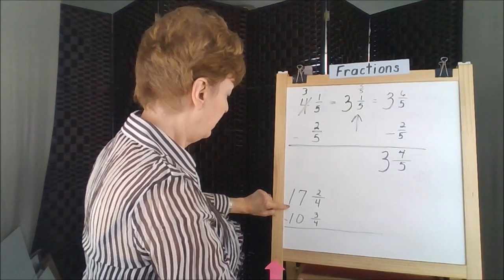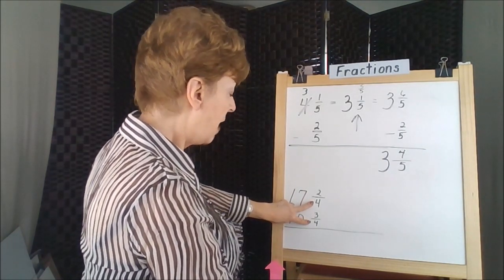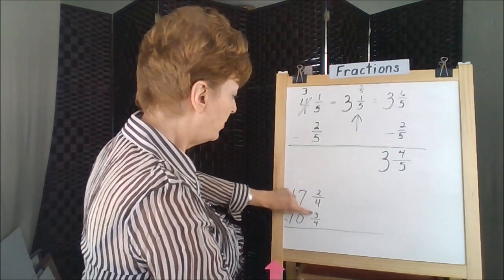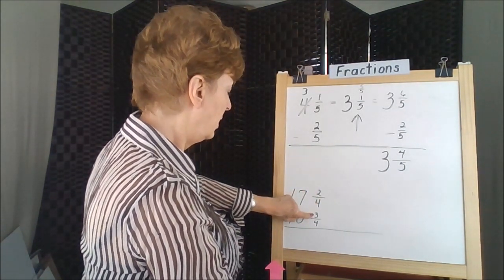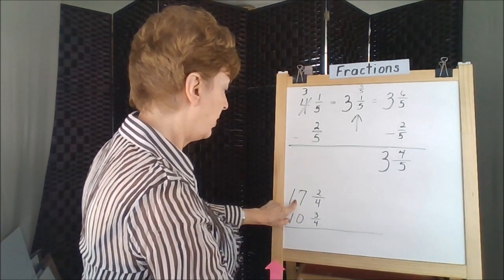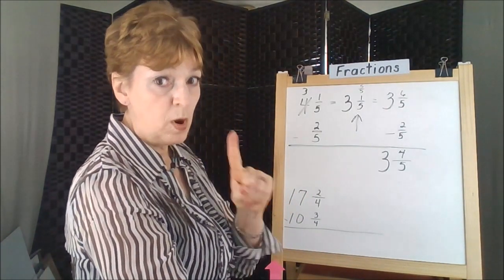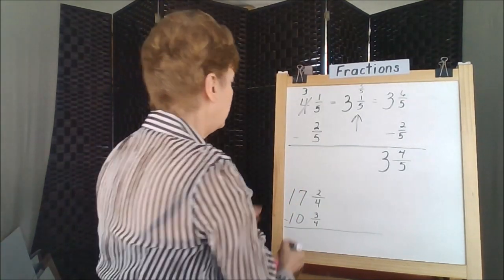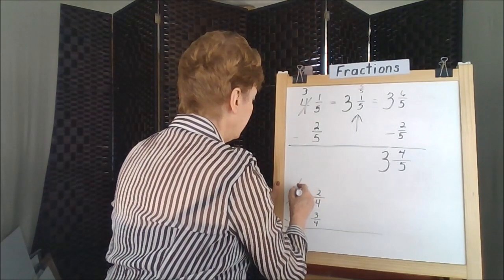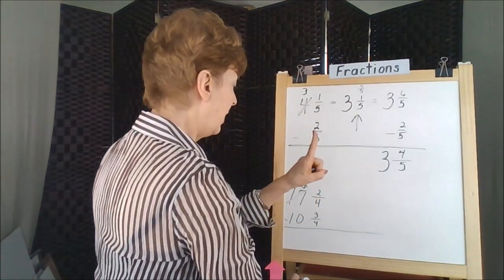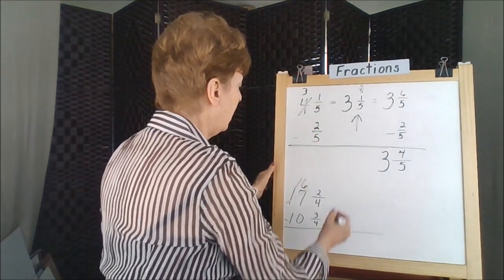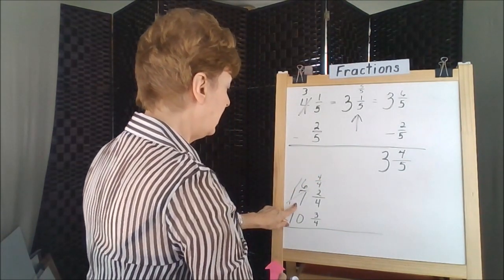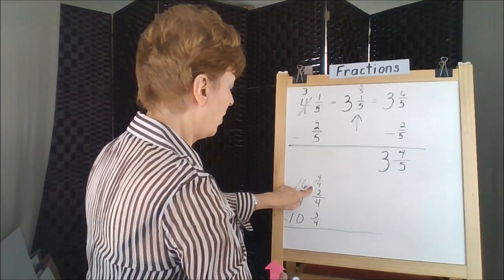Here's our next example. The denominators are the same, that's good, but the numerator is too small to subtract off the 3. So that means we have to go back to the whole number and borrow one of them, rename one from the 17. So this now becomes a 16, and the one that we borrowed is going to become 4/4. So 17 is renamed as 16 and 4/4.